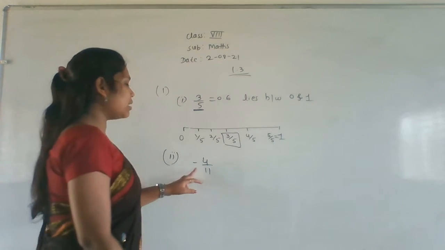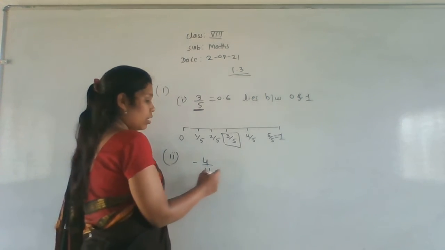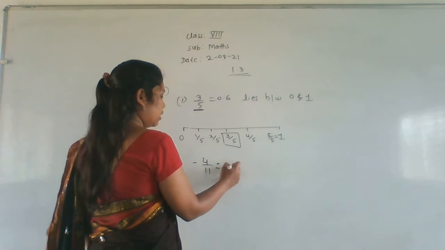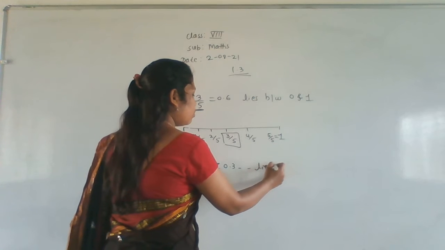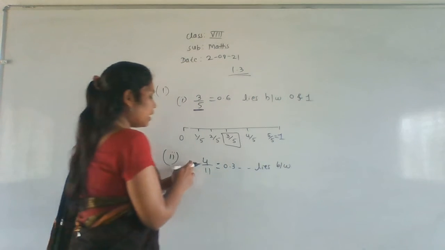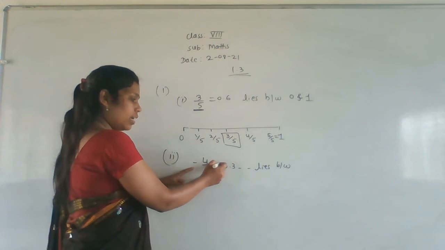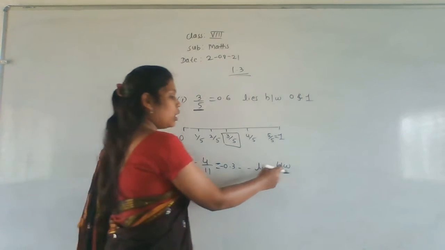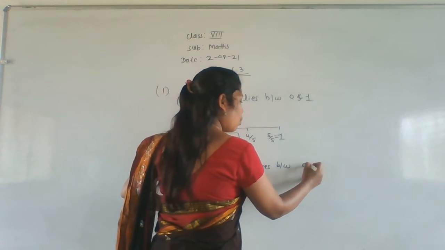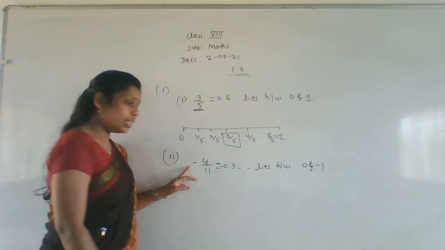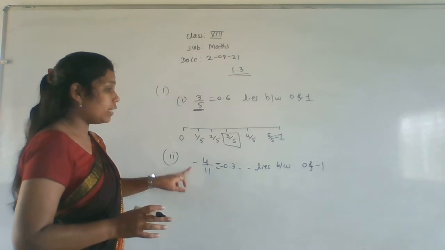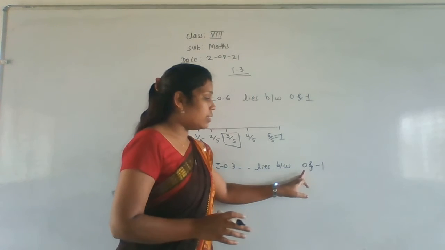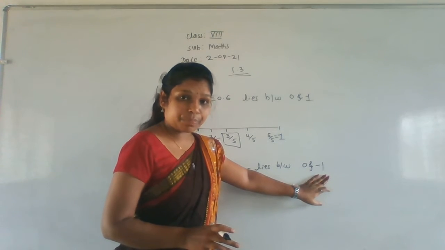So if we divide this value, what will we get here? It will be 0.3 something. Okay? 0.3. Then it lies between which values? Because of this minus sign, it is minus 0.3. So it lies between 0 and minus 1. Because here we have a minus sign. So the given rational number lies between 0 and minus 1.